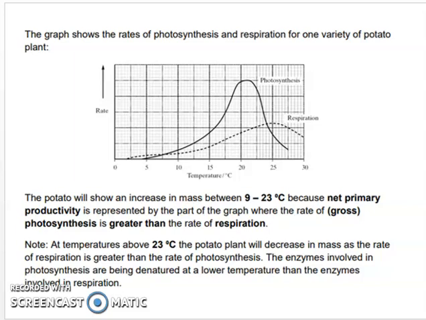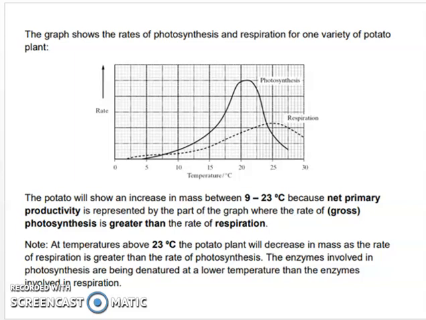Because if an organism's rate of photosynthesis is far higher than its rate of respiration, it means it's going to be laying down quite a lot of biomass. Whereas if it's the other way around, if its rate of respiration is higher than the rate of photosynthesis, it's actually using all that glucose not to build biomass, but to go into respiration, which is an energy loss to the environment.